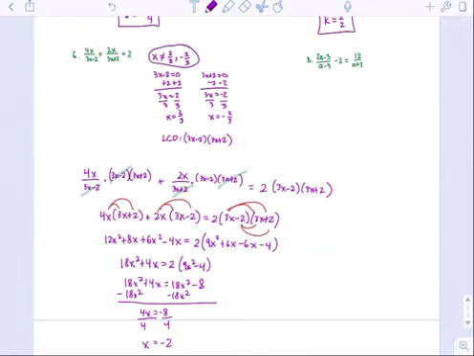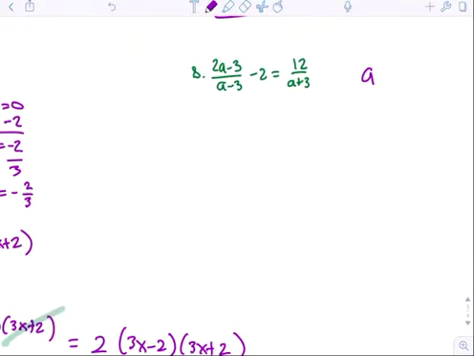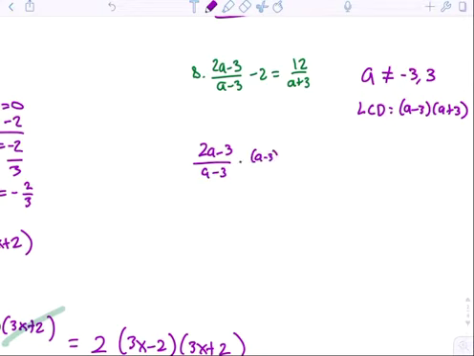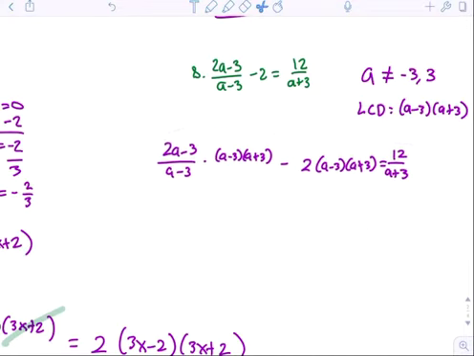All right, number 8. I see that a cannot be negative 3 or 3. LCD is a minus 3 times a plus 3. So let's just multiply each part by that, okay? So 2a minus 3 over a minus 3, we're multiplying that by a minus 3 and a plus 3. Oh, I'll just do it one at a time. Minus, so we got 2 over a minus 3, a plus 3, which equals 12 over a plus 3.